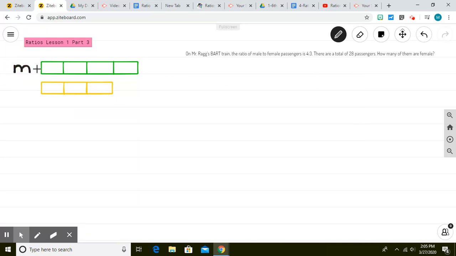So M for males on this row, and then females are 3. So I'm going to put F right here. All right, so we have the males and we have the females. So now it says there are a total of 28 passengers. So I know that all of this right here is equal to 28. Okay. They're wondering how many of them are female.